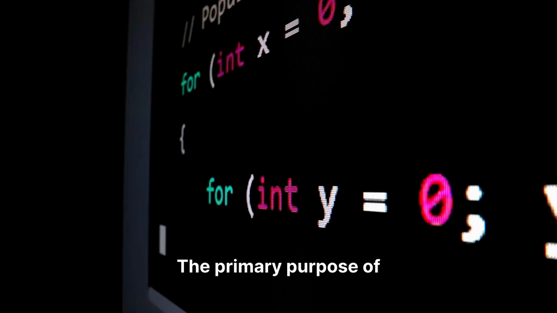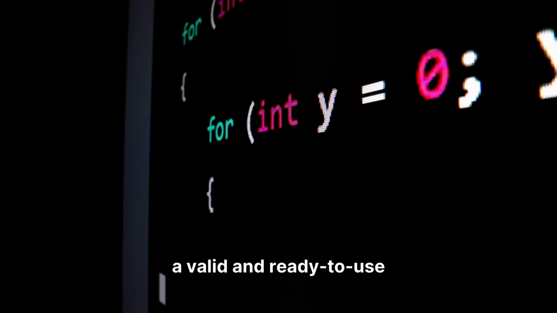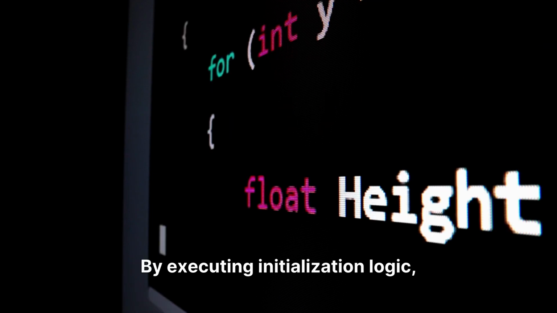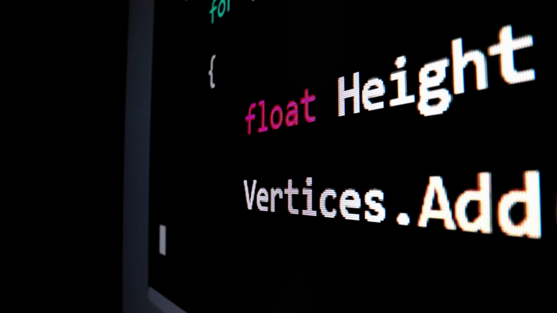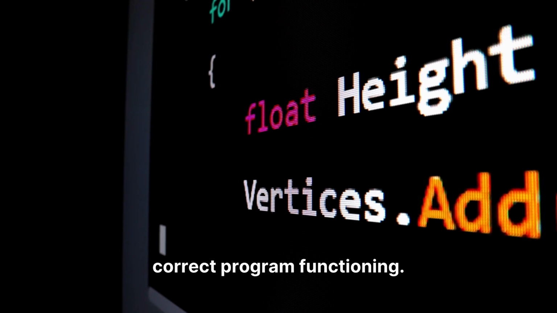The primary purpose of constructors is to ensure new objects are in a valid and ready-to-use state. By executing initialization logic, such as assigning default values or performing setup, constructors guarantee an object's integrity from instantiation. This is vital for correct program functioning.